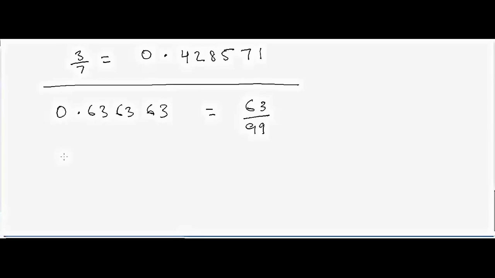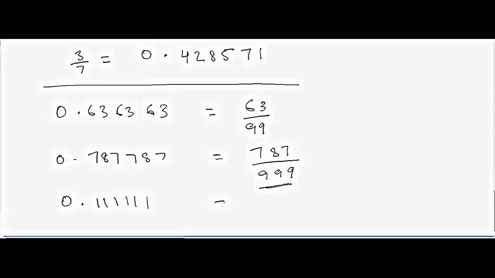Suppose we have the same thing, 0.787787. All I need to do is write 787 divided by three nines in the denominator, and that will give me the fraction. That's another quick way to get fractions. In the same way, suppose we have 0.11111, the answer is very easy: 1 divided by 9.